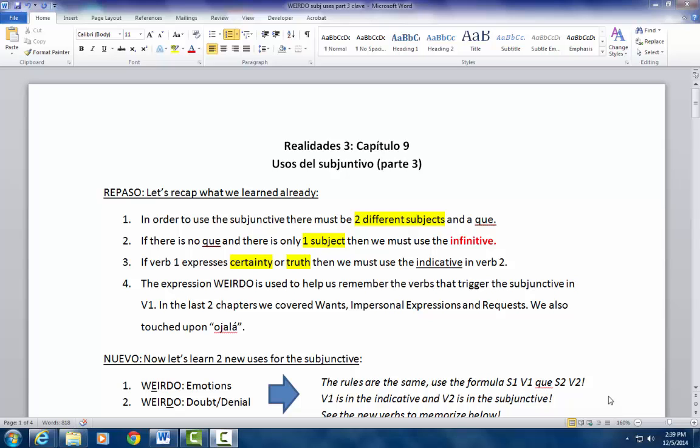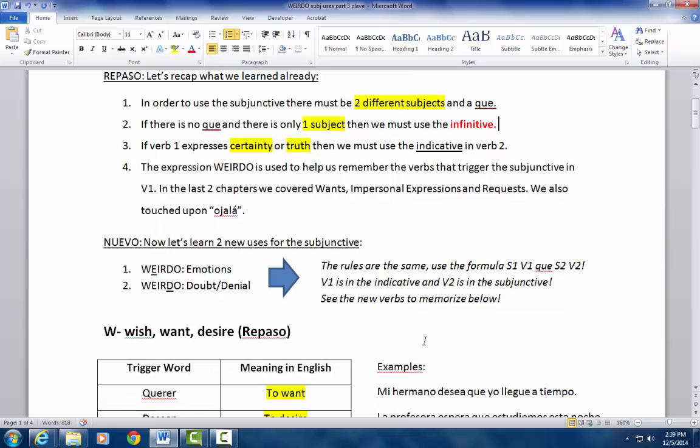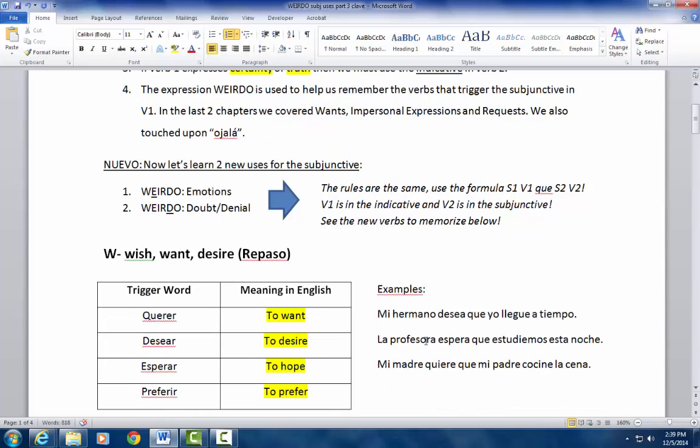So now, let's learn about the other two letters of WEIRDO. We have E, emotions, and then we have D, which stands for doubt or denial. The rules are exactly the same. So we still use S1V1K, S2V2. Verb 1 is the indicative, regular present. Verb 2 is in the subjunctive. So let's look at a very complete list now of all of the WEIRDO verbs that trigger subjunctive.